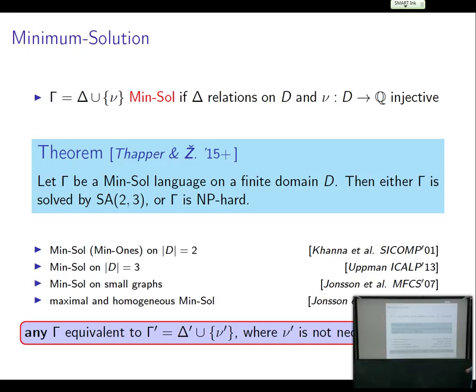this language can be converted into a new language gamma star, which consists only of relations and a single unary function that is not injective. And the complexity doesn't change. I'm not sure about approximability, but with respect to exact solvability, nothing changes. I expect things to change with respect to approximability. So it shows that this cannot be pushed much further.